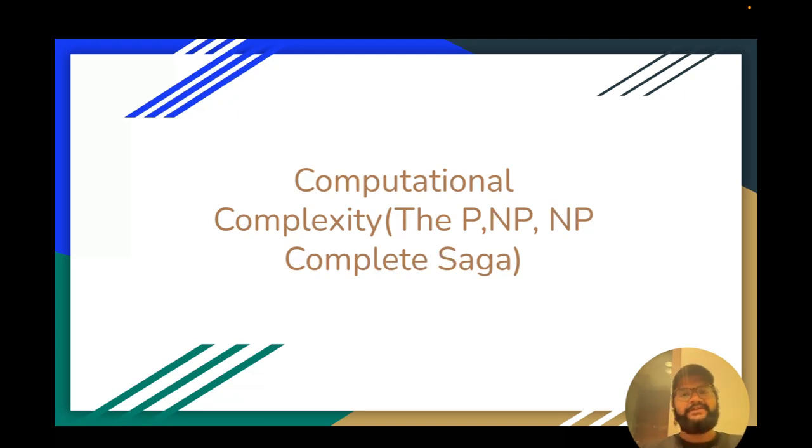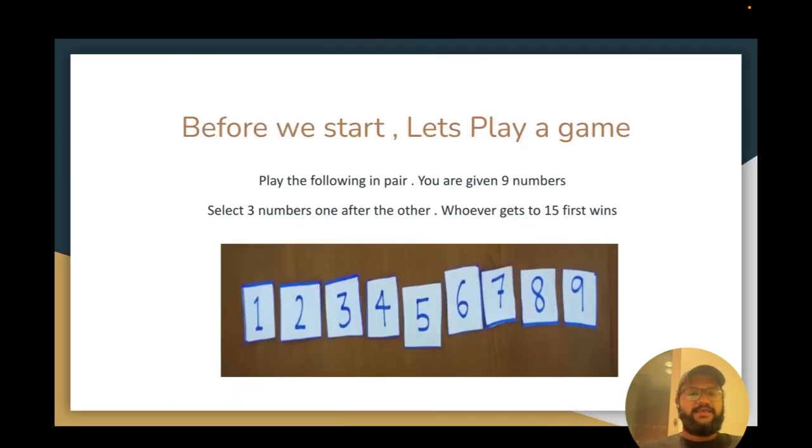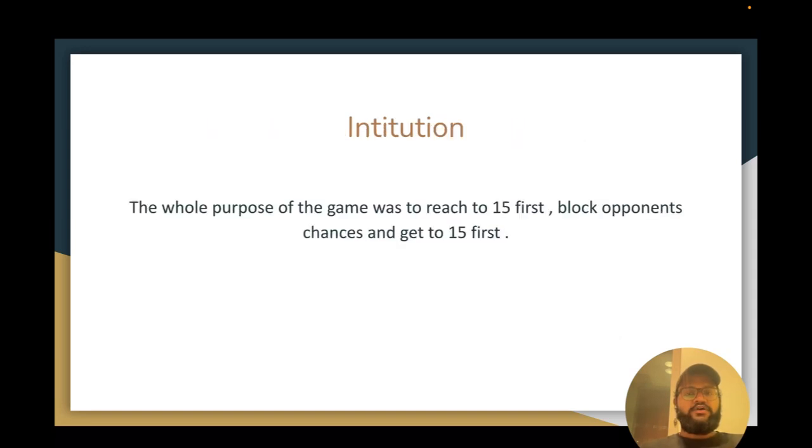Before we get into all the technical jargon, let's play a simple game. You have to play this game in pairs. I've given you nine numbers, numbered 1 to 9. You have to select one number after the other such that the total of the numbers should be 15, and you have to reach 15 before your opponent. So the basic intuition of the game will be to reach 15 first, and in the process block the opponent from reaching 15 first. Pretty easy game, right? You select three numbers such that you reach 15, and then you strategize to stop your opponent from reaching 15. Pretty basic, pretty easy game.